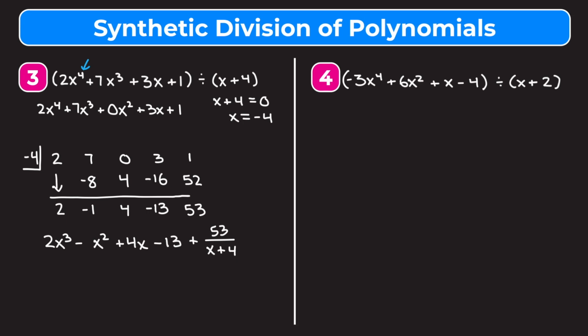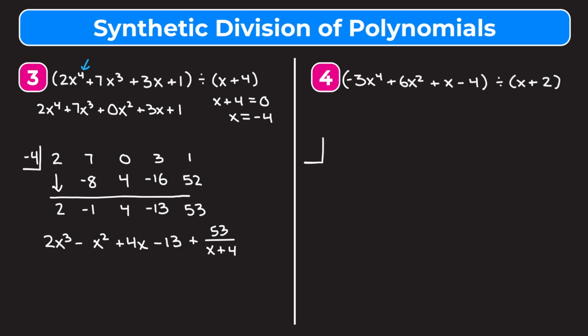Let's move on to our last example. Now for this last example, I encourage you guys to pause the video and try it on your own, and then you can watch me work through it to make sure you've solved it correctly. So we have negative 3x to the fourth plus 6x squared plus x minus 4 divided by x plus 2.